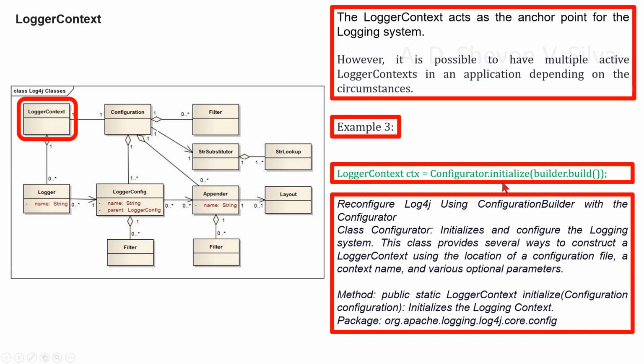Once the Configuration object has been constructed, it can be passed to one of the Configurator.initialize methods to set up the Log4j configuration. Using Configurator in this manner allows an application control over when Log4j is initialized. However, should any logging be attempted before Configurator.initialize is called, then the default configuration will be used for those log events.